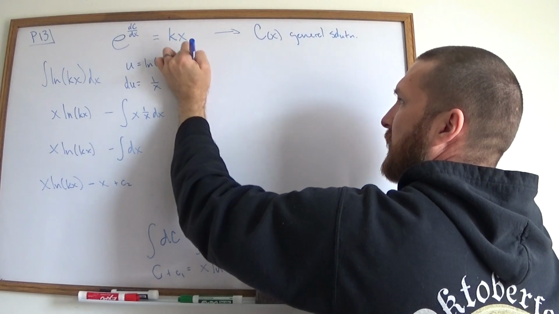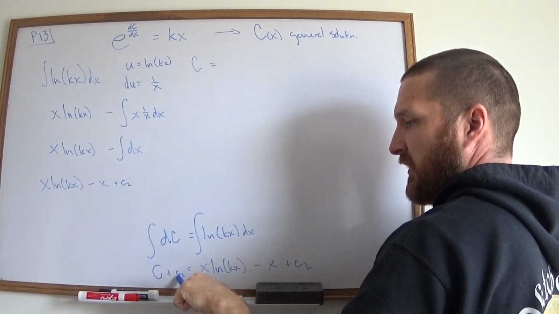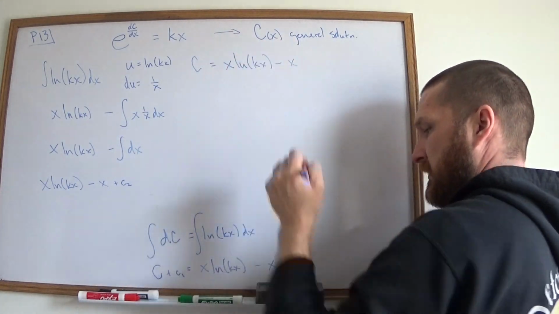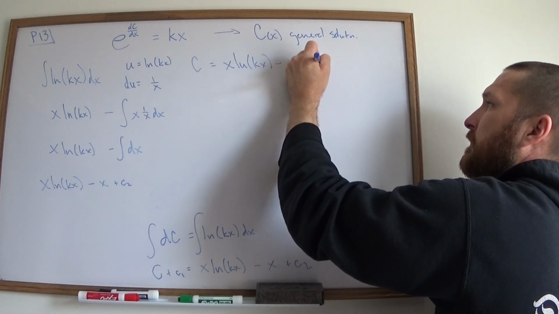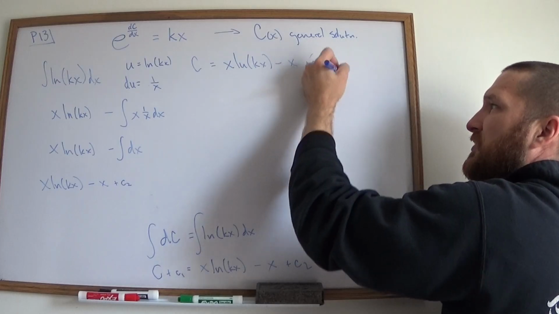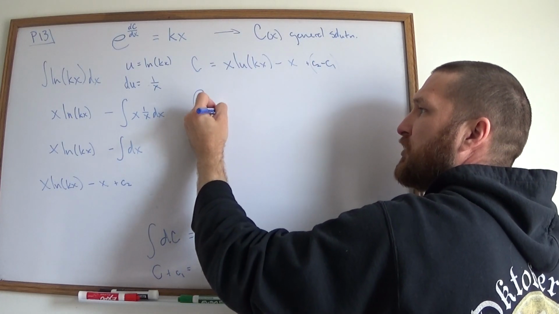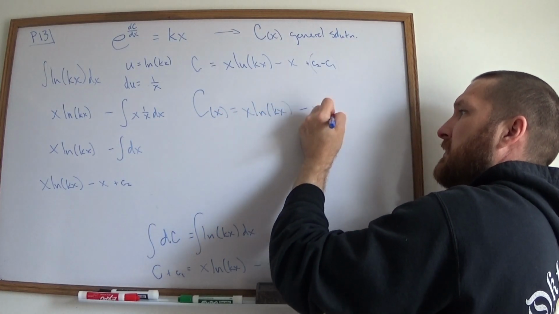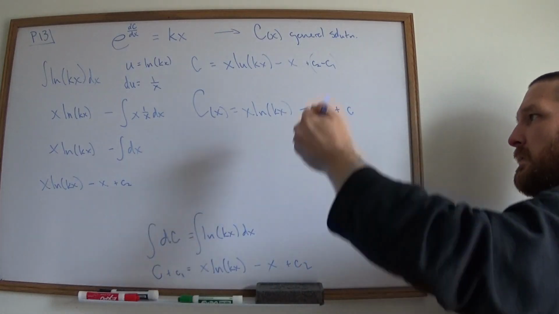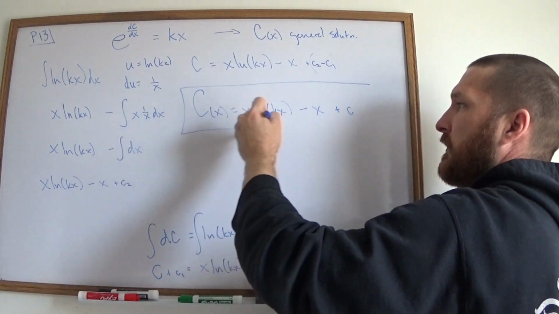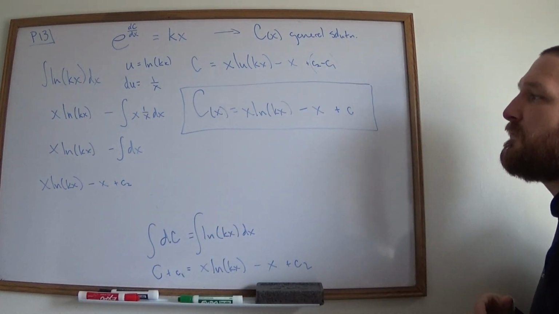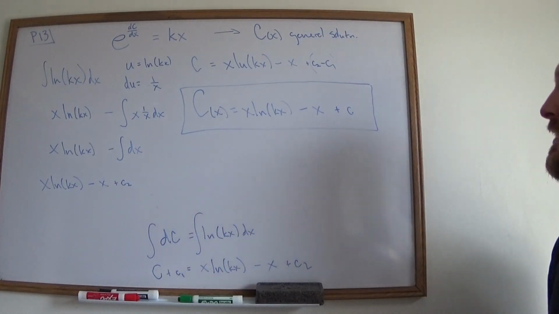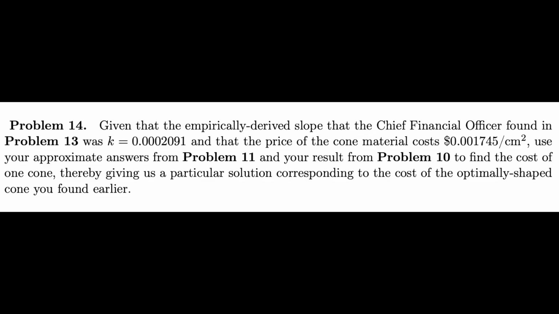The c of x is the thing I'm looking for. So I'm going to bring that c1 over here, and I get x log kx minus x plus c2 minus c1. But that itself is just some constant. So the general solution is x log kx minus x plus some constant c. There is the general solution. It's a family of functions that look like this, and they're shifted either up or down depending on what that constant c is.